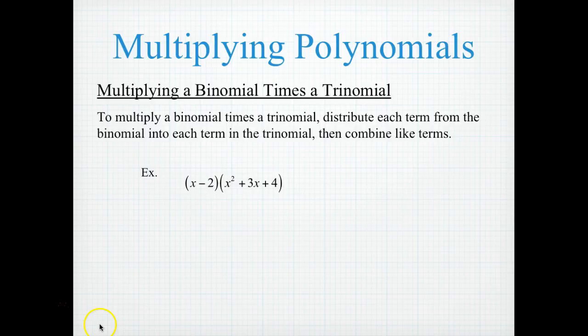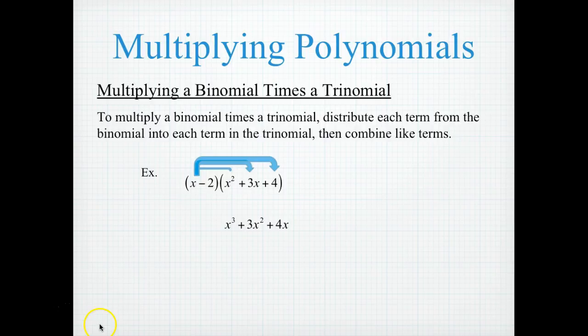So we start with the first term in the binomial, x, and we're going to distribute to each term in the trinomial. So x gets multiplied by x to the second, x gets multiplied by 3x, and x gets multiplied by 4. That produces x to the third plus 3x squared plus 4x. Once we finish with the x, we move on to negative 2.